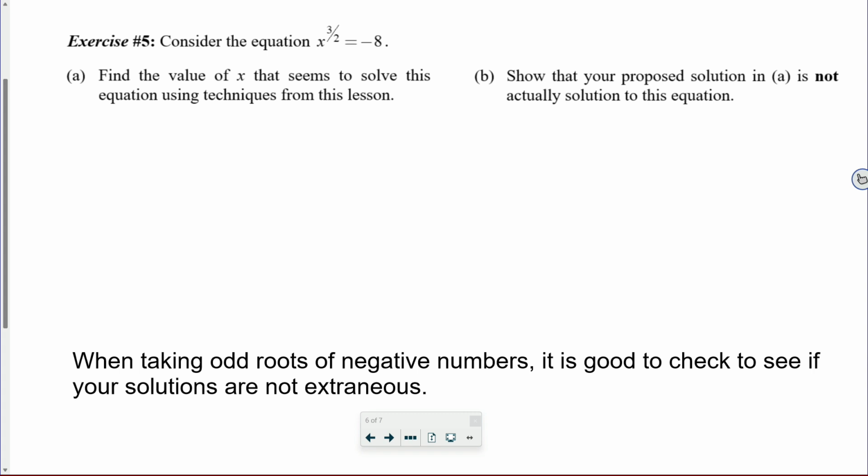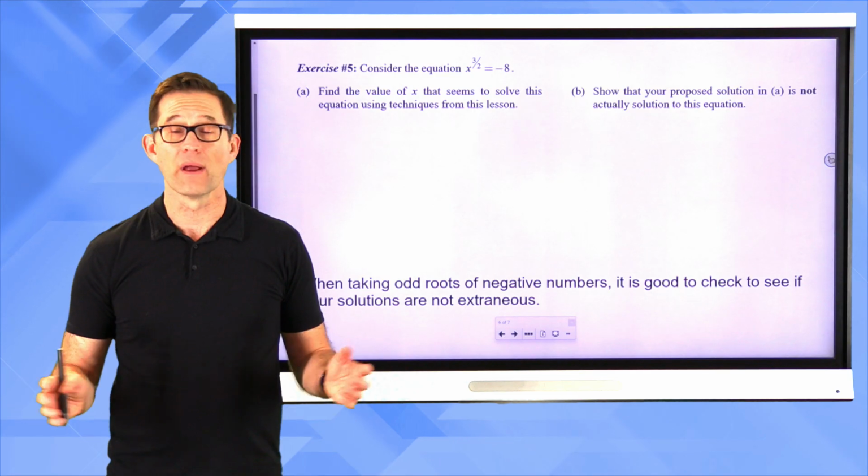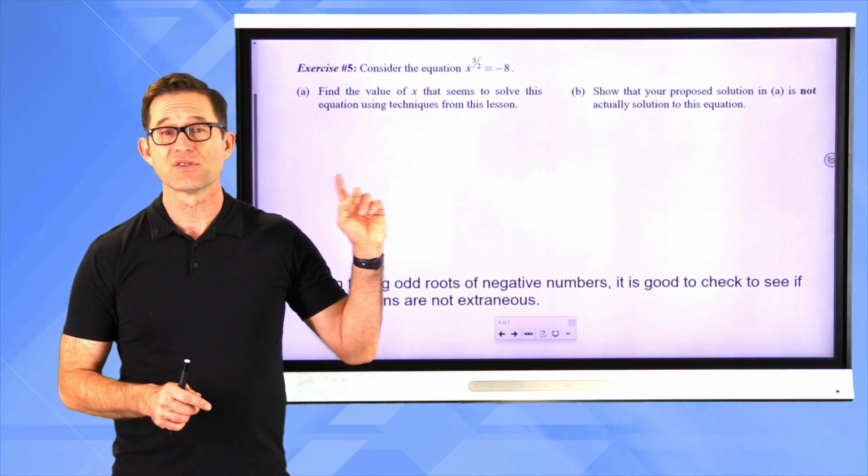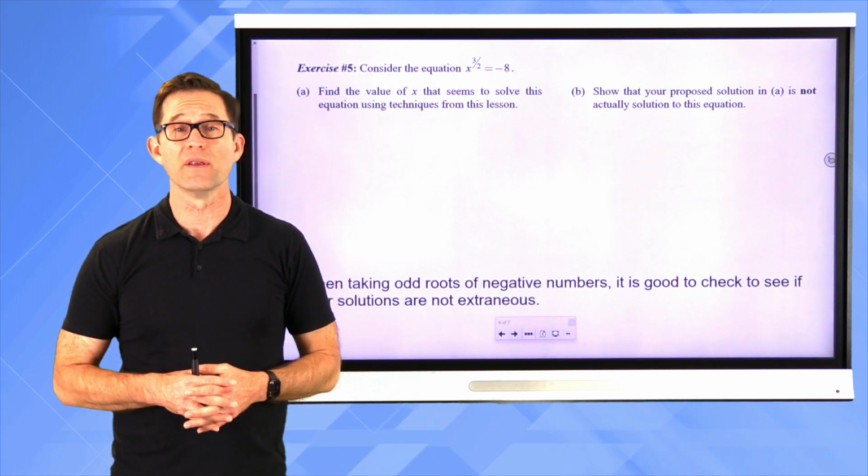Consider the equation x to the 3 halves is equal to negative 8. Find the value of x that seems to solve this equation using techniques from this lesson. Okay, great. Well, there's not much you have to do, so pause the video right now and solve this doing just what we did.